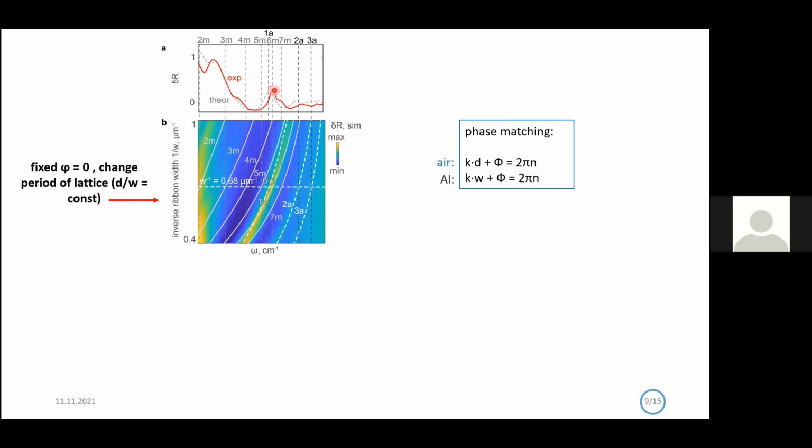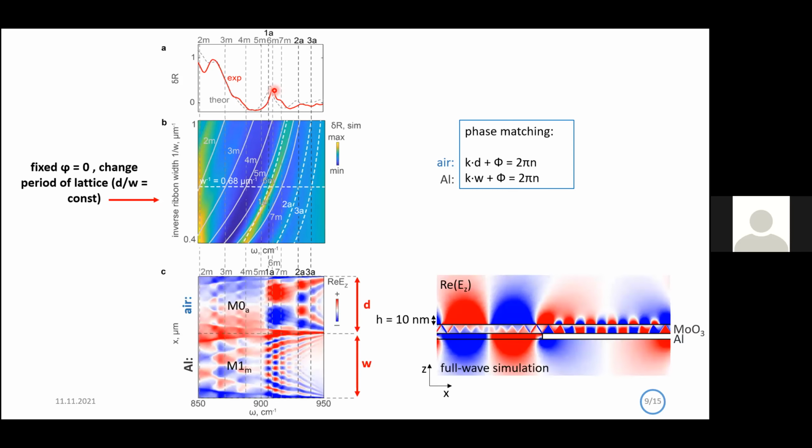Also, we can illustrate our resonances in the distribution of the out-of-plane component of the electric field at a height of 10 nanometers above the flake. If we change frequency, we see that the order of resonances will also change, both for the metal grating and air gaps. In this picture, we see the distribution for the 1A6M resonance in the spectrum, this one.